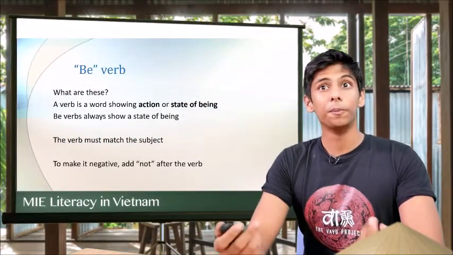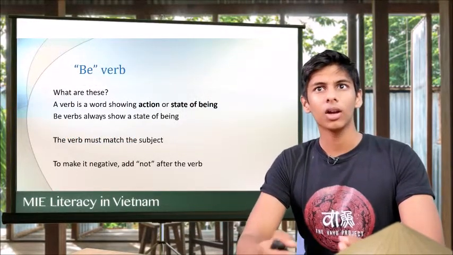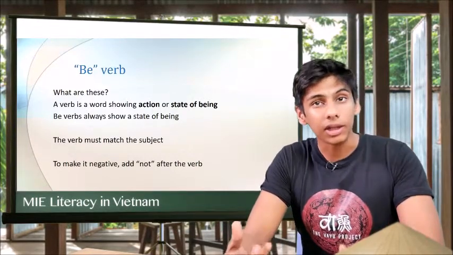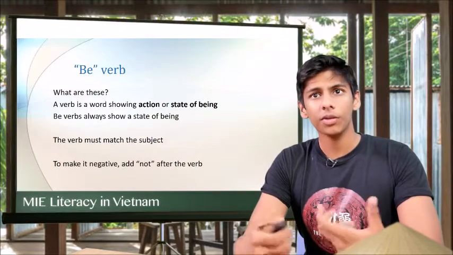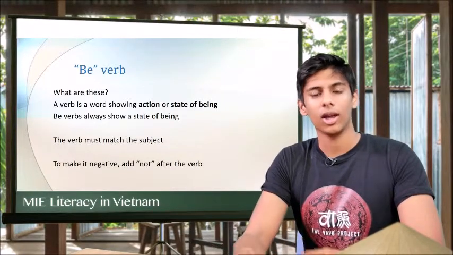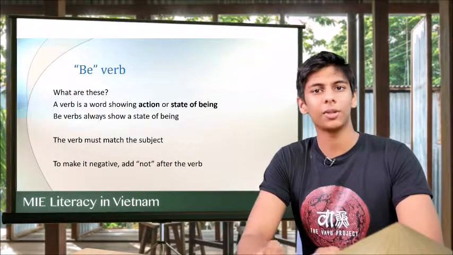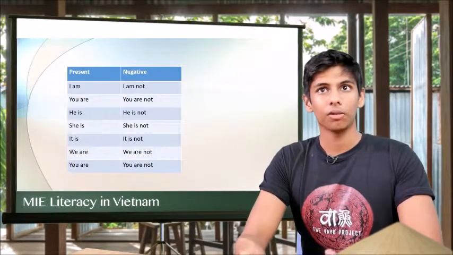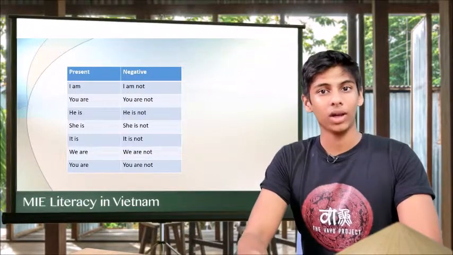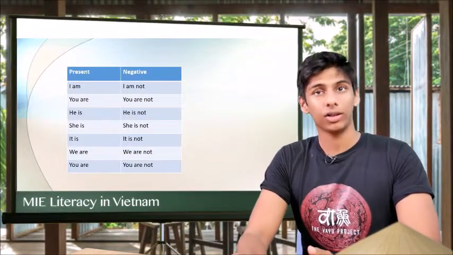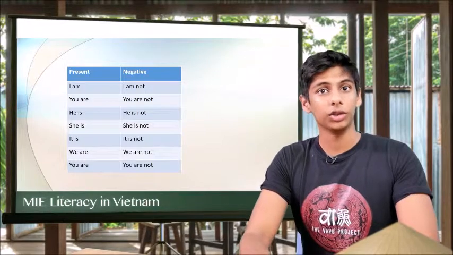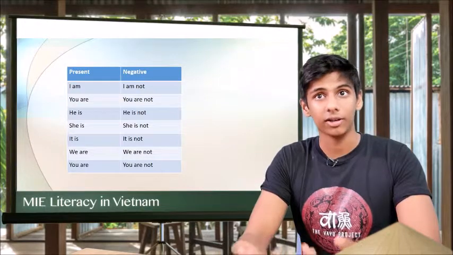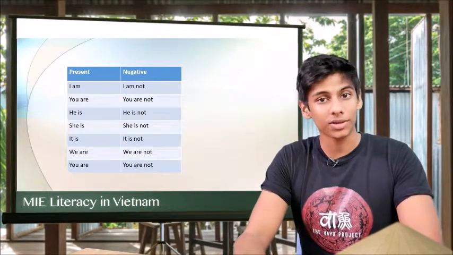Now let's talk about the be verb. Now what is a be verb? A be verb is a word that shows action or a state of being. So for example, the verb must match the subject, and to make it negative, we simply add the word not. It's just that simple. So for example, I am versus I am not is the negative. Similarly, you are and you are not is the negative. And you can see a few more examples on the screen.